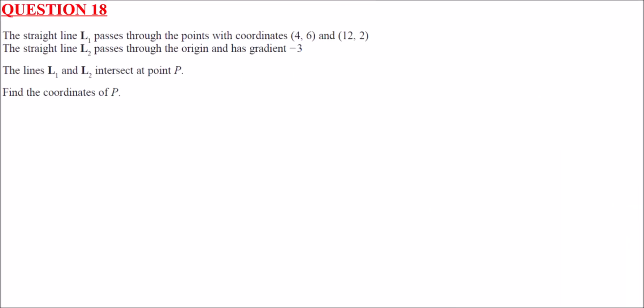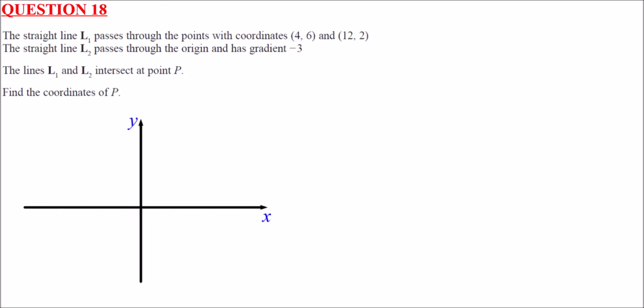Question 18, talking about straight lines and coordinate geometry. So we mentioned here a straight line L1 and L2, and we've got the coordinates given too. So L1 passes through the points with coordinates 4, 6 and 12, 2. My advice would be to just do a simple sketch diagram of this question. So let's get the coordinate grid up and ready.